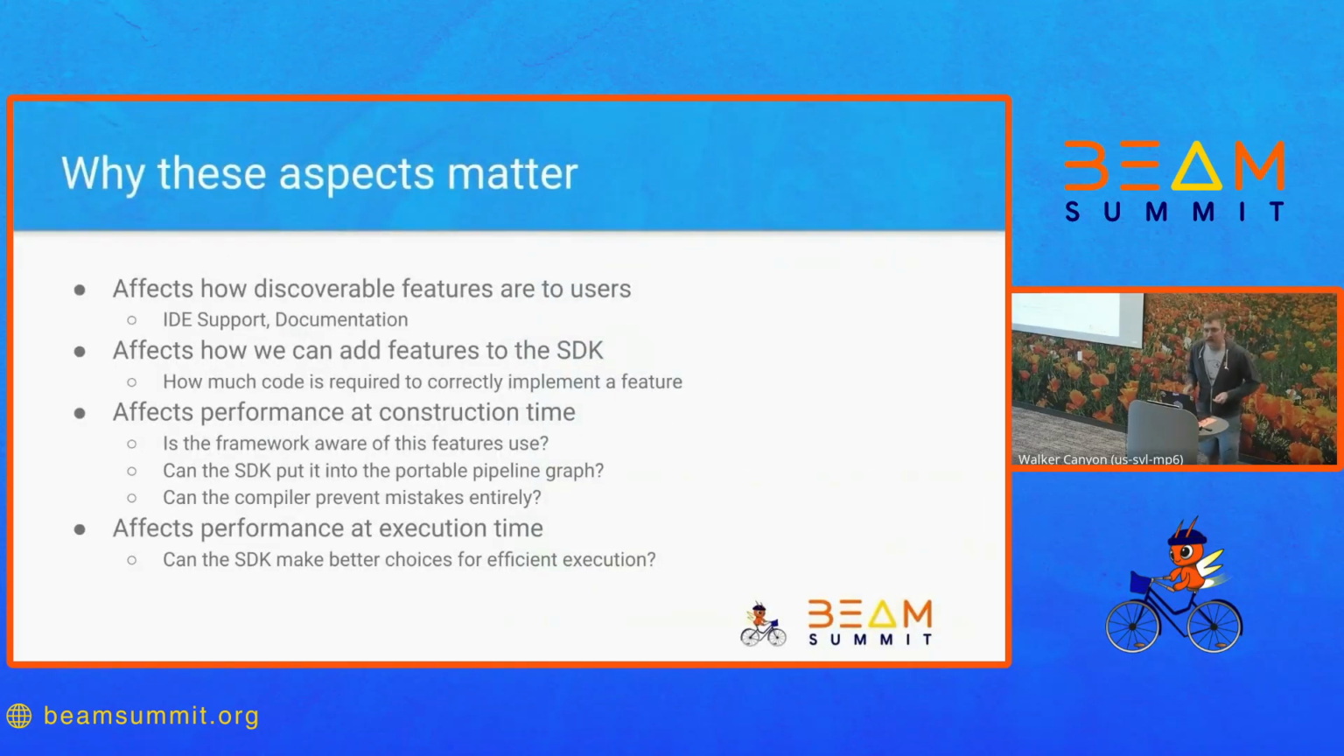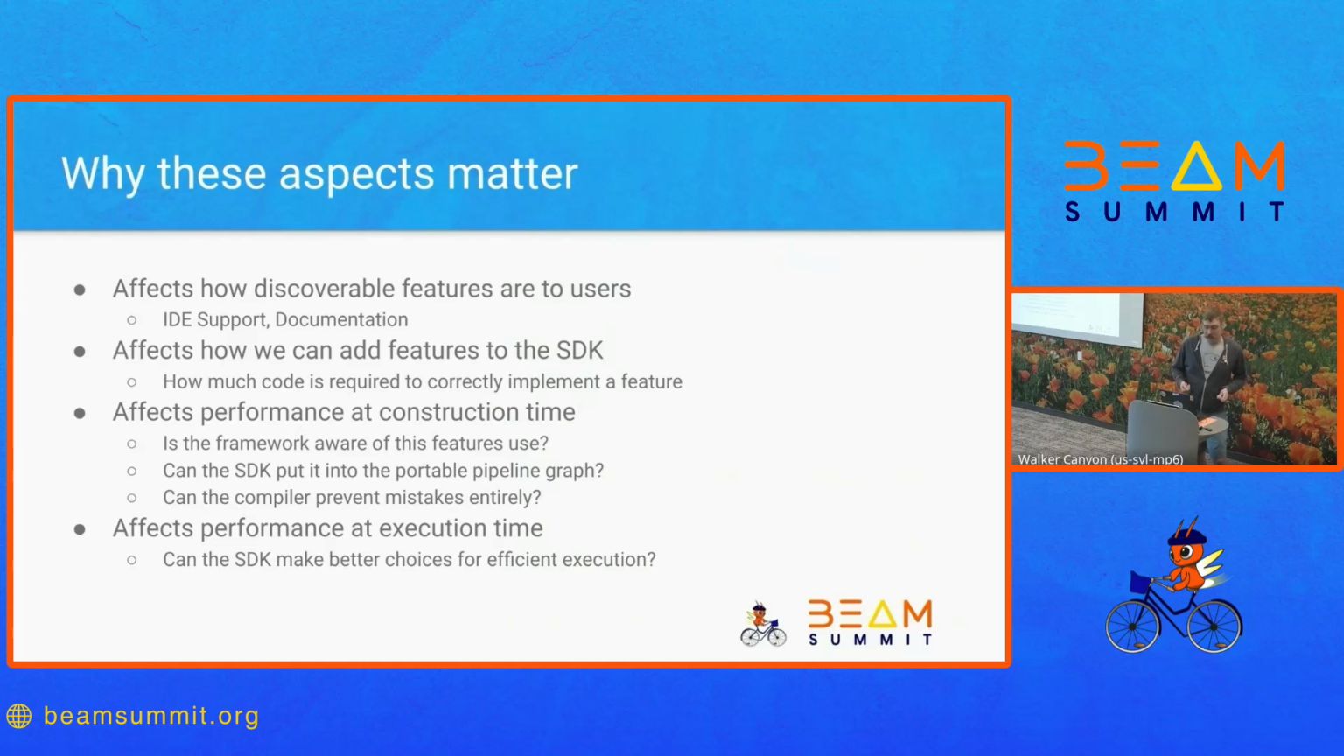So these aspects matter in how you design an SDK itself. It affects how discoverable the features are to users, which also affects how the IDEs will support things, how you will document these things, and how discoverable that documentation is by itself. This affects how we add features to the SDK and how much code is required to correctly implement a feature. In order to add a bunch of things to the current Go SDK, I need to change the entire type checking mechanism to support various features, which makes adding or changing features on the SDK side a little bit more challenging than I would want as someone who has to maintain it.